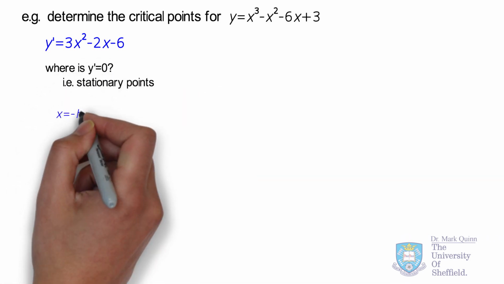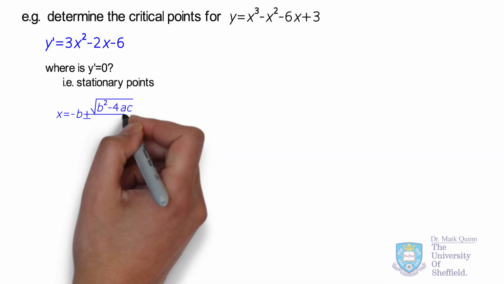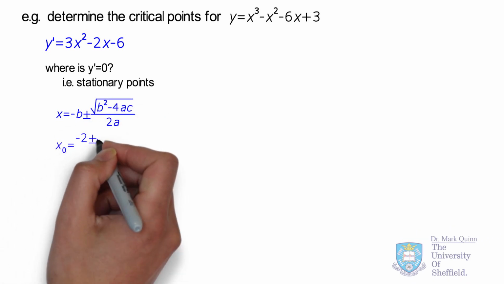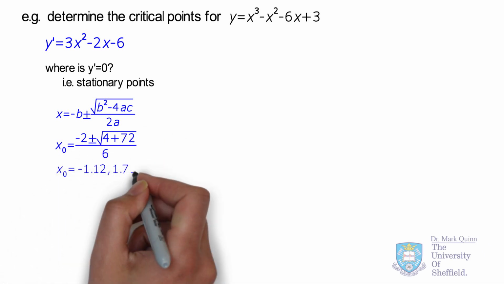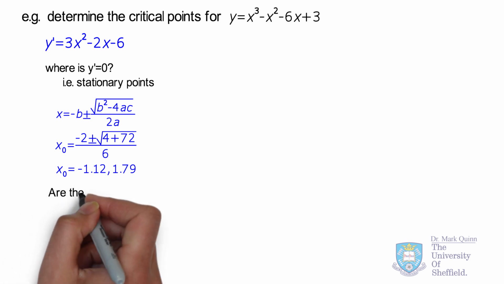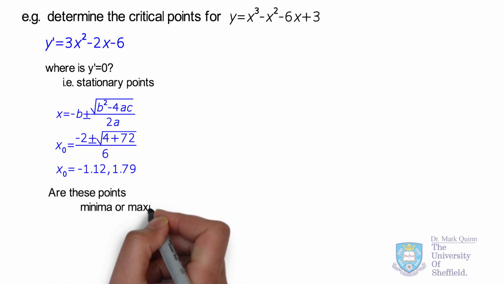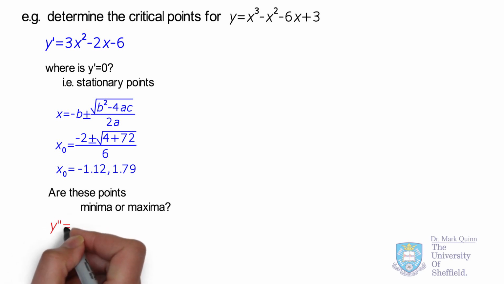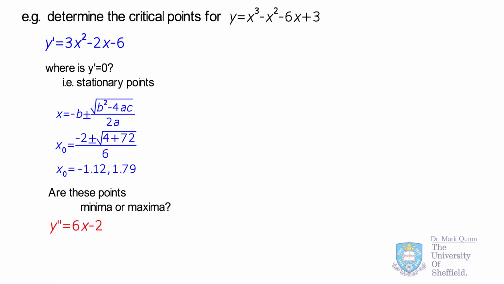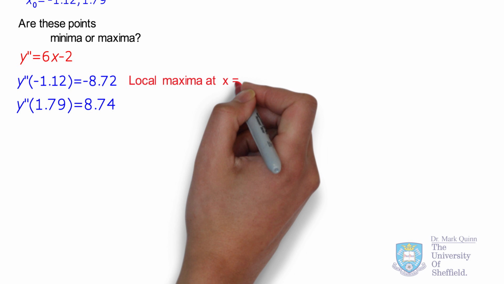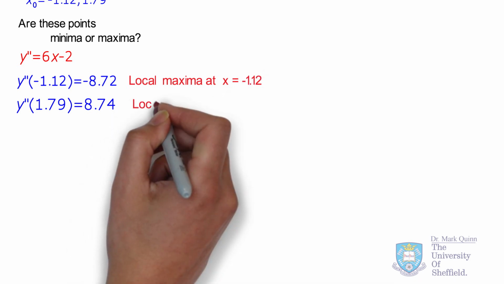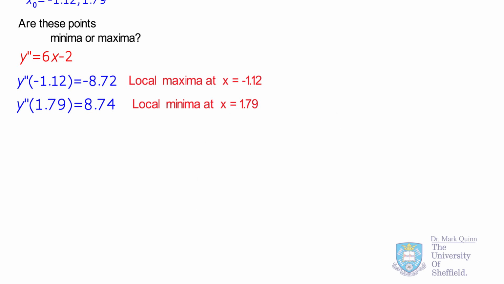Since we have a quadratic equation for the first derivative, we can solve this using the roots of the quadratic equation formula. Here we determine that there are two stationary points at minus 1.12 and 1.79. Are these points maxima or minima? For that, we need to use the second derivative to tell us that the point at minus 1.12 yields a negative number, and hence this is a local maxima at minus 1.12, whereas the point at 1.79 yields a positive value of the second derivative, and that is a local minima at x is equal to 1.79.